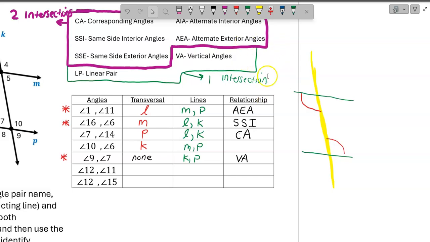But when I move it off to the side now, we can see that they are on different sides of the transversal, and they are both located between the lines. So that would make these alternate interior angles. All right, 2 more to go.